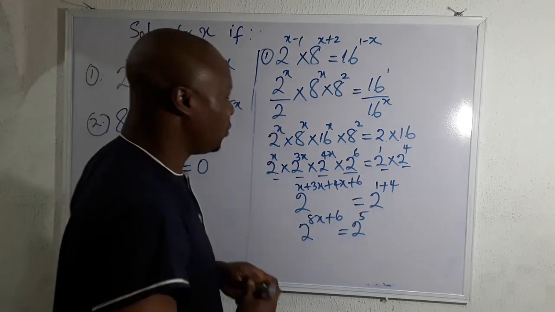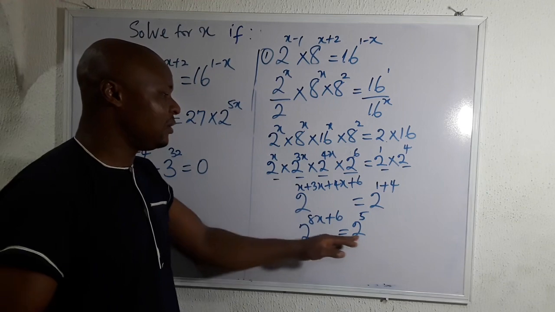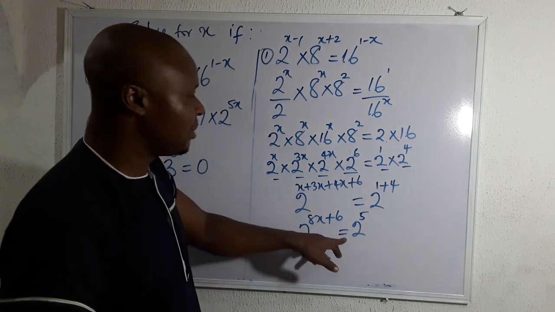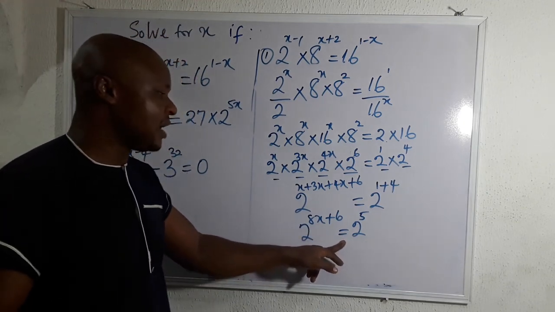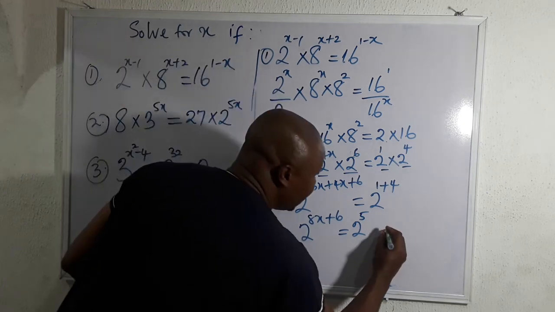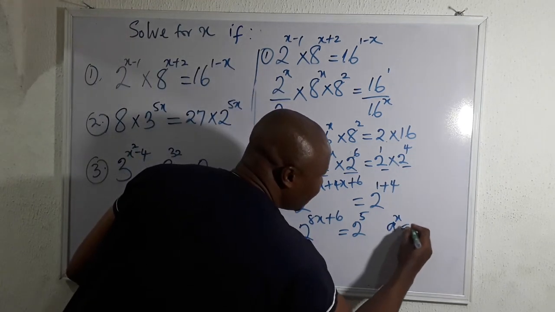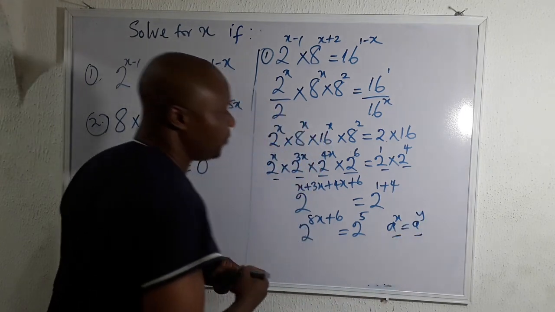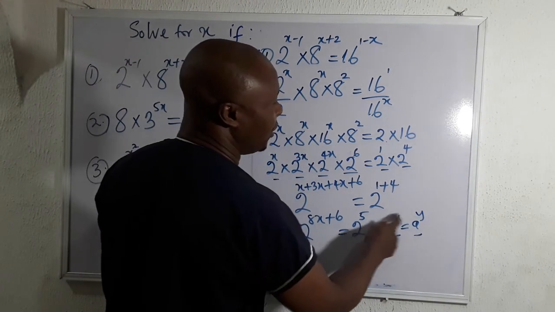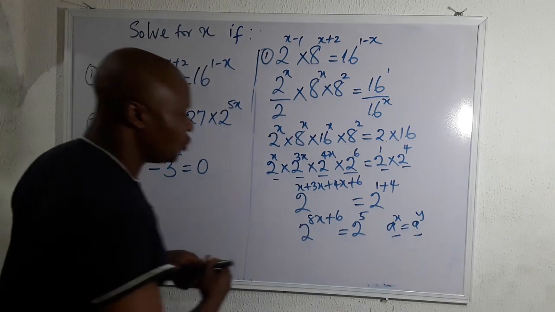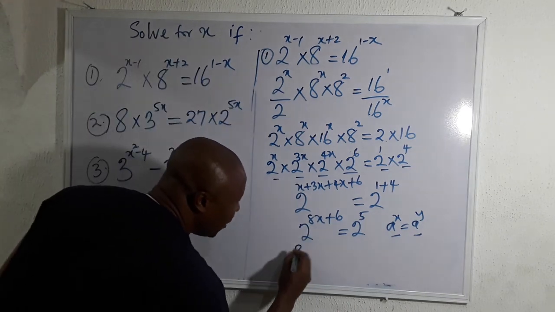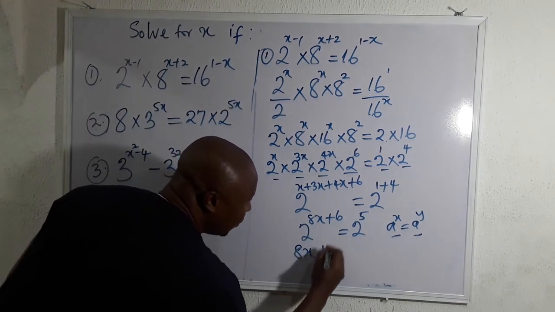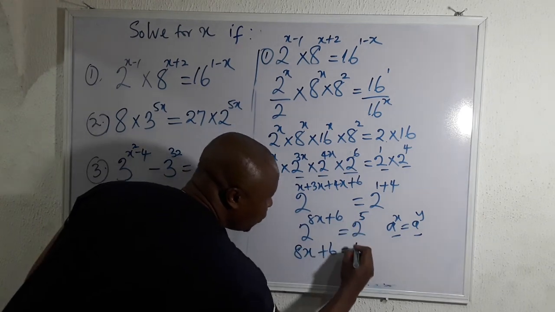So now we can see that both on the left and on the right hand side, the bases are the same but separated by an equality sign. When this happens, we apply the law that says if a raised to power x is equal to a raised to power y, the bases are the same, separated by an equality sign, we equate the powers. So if we do that, we have 8x plus 6 will be equal to 5.